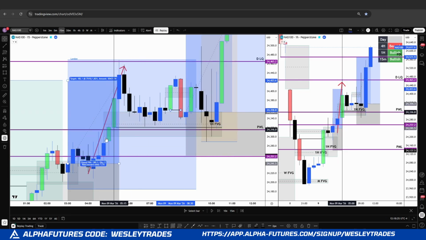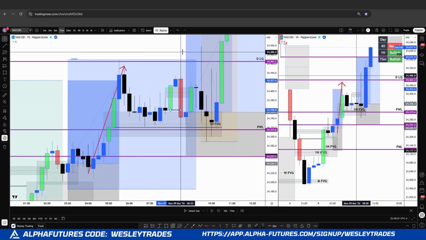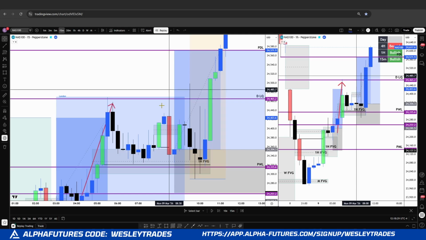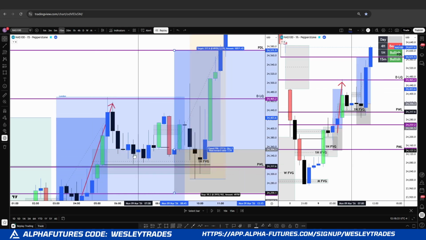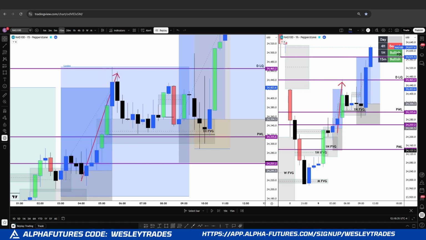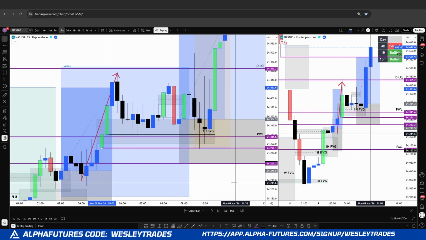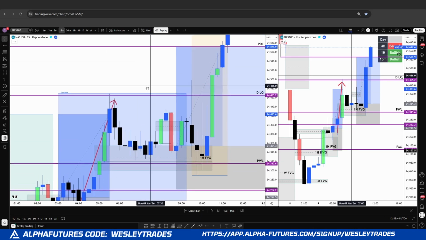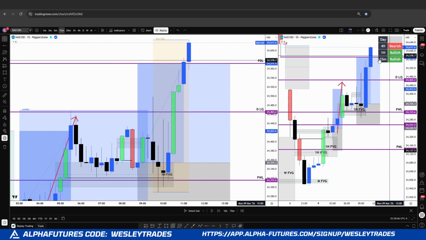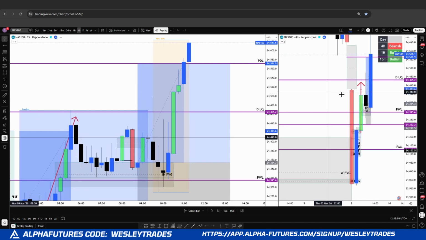No, we're still respecting this structure here. If price went down and closed below these candles on the 15-minute time frame, I would have said, okay, cool, we're getting a rejection, a reversal on the 15-minute time frame. But the 1 hour is still bullish. And also, what's the 4 hour? Let's have a look here on the right hand side.